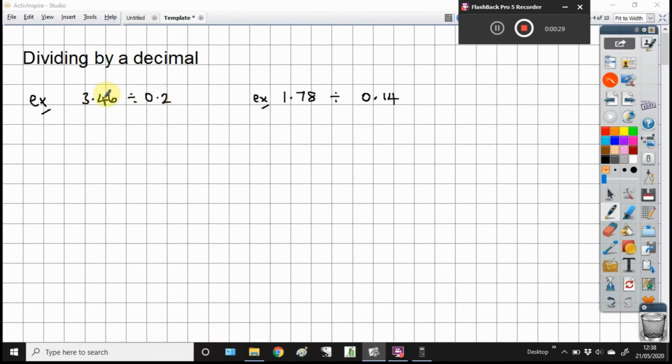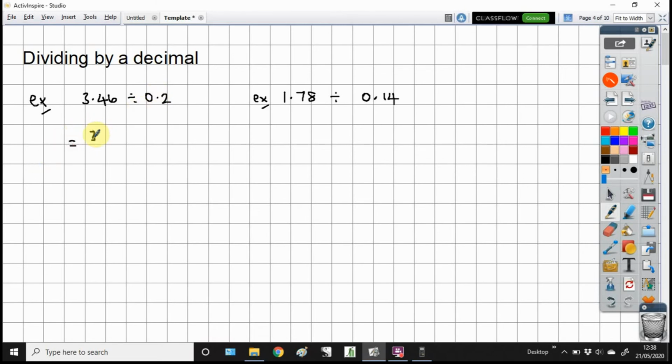This decimal here actually isn't a problem. That doesn't cause any difficulty at all, as we'll see later on. This is the issue. This is why things are more difficult. So let's think about this quite carefully. First of all, this sum can be written like this, 3.46 divided by 0.2. We can write it as a rather awkward fraction.